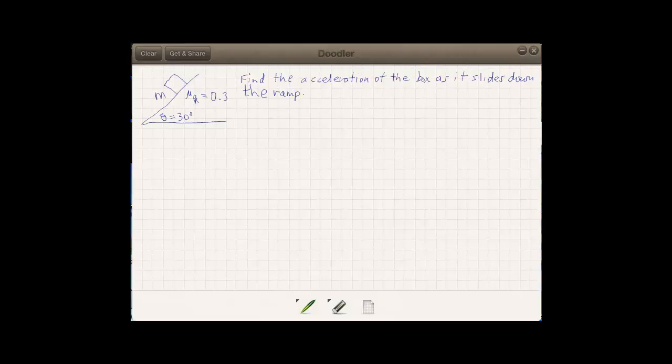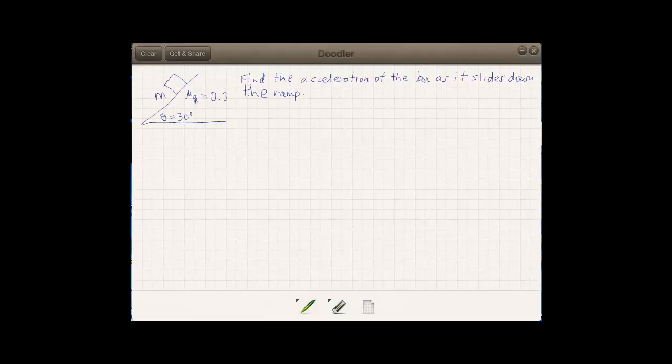This is a problem involving sliding friction, and it's a typical problem in introductory physics classes. If you can understand this one, you really have a good grip on using Newton's second law to solve motion problems. So here's my sketch. It shows a box on an inclined plane with an angle of 30 degrees, and we assume there's some friction. The coefficient of kinetic friction is 0.3, and the job is to find the acceleration of the box as it slides down the ramp.